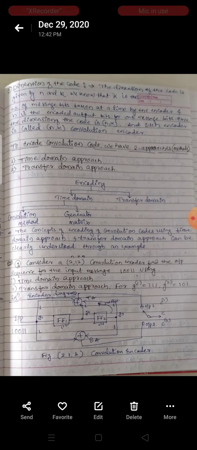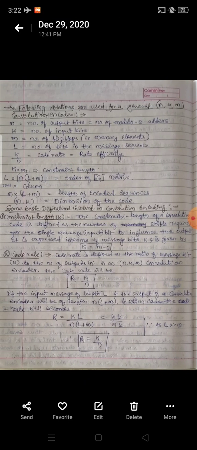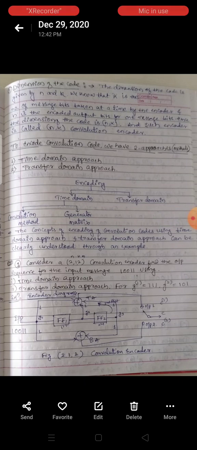So K is equal to 1. So what is K? K is the number of input bits. K is equal to 1, it will take bit by bit. And M is equal to 2. What is M? M is the number of flip-flops. So how many flip-flops are required? You have to take 2 flip-flops first here, FF1, FF2. Then I used G1, G2, G3, that is 3 switch points.